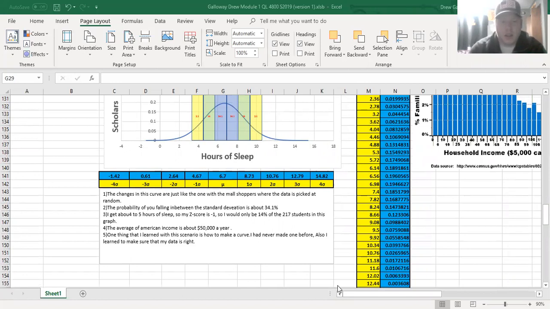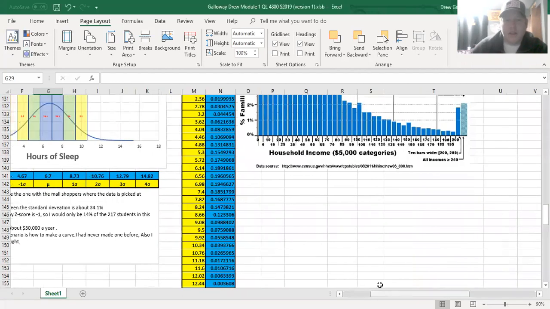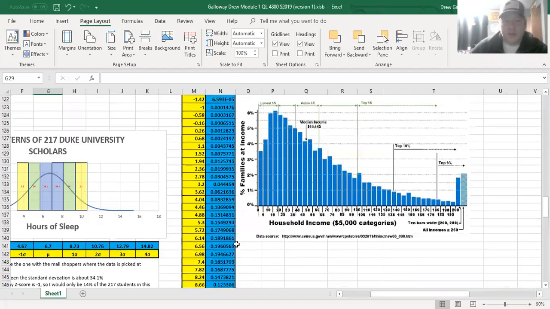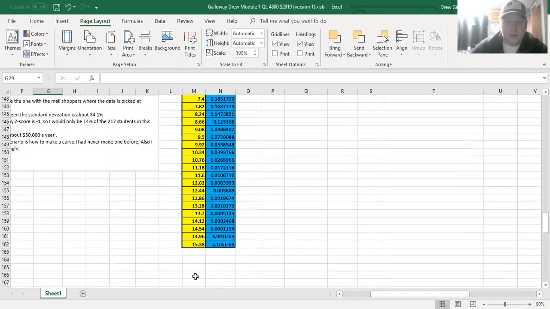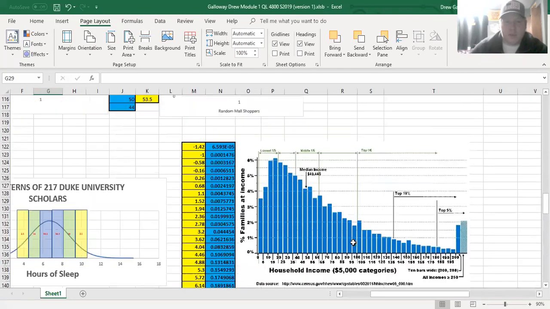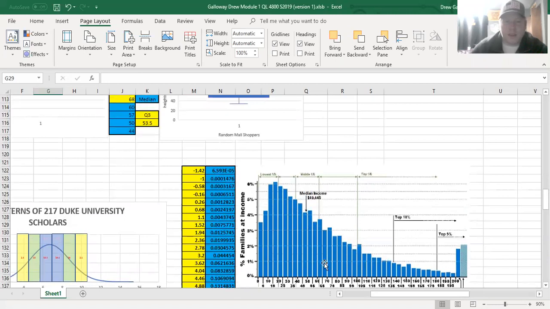One thing that I learned with this scenario is how to make a curve. I had never made one before. Also, I learned to make sure that the data is right, because I have messed up a lot. I'll show you one thing. I did 15 of these rather than going down to this 15, as you can see right here. So yeah, I messed up. And this is your family incomes.